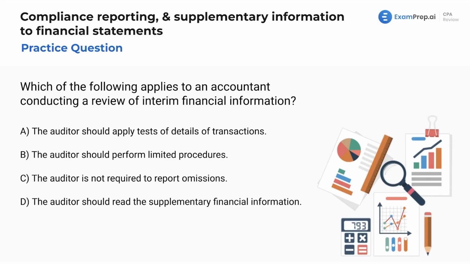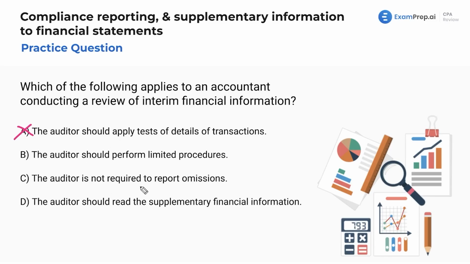So in review of interim financial information, are we going to apply tests of details, transactions? So tests of details, right? These are substantive procedures, and we only do substantive procedures during an audit. So using our rational deductive thought process, we're going to eliminate that. Should perform limited procedures. Well, if you remember, reviews of interim information. Yeah, that does sound pretty spot on, but let's keep reading along.